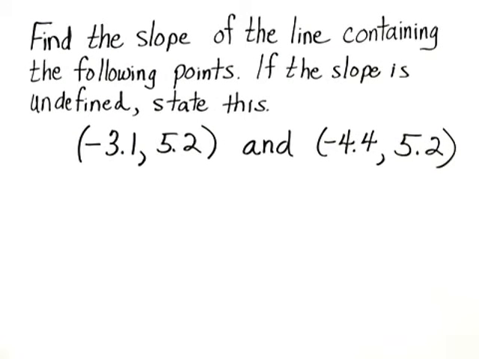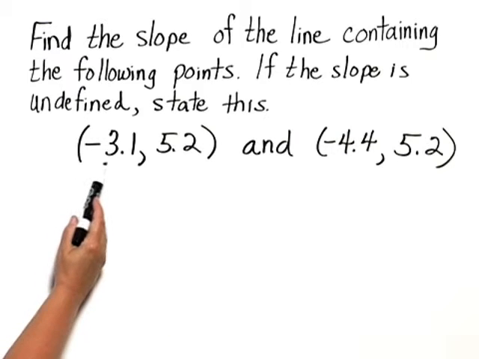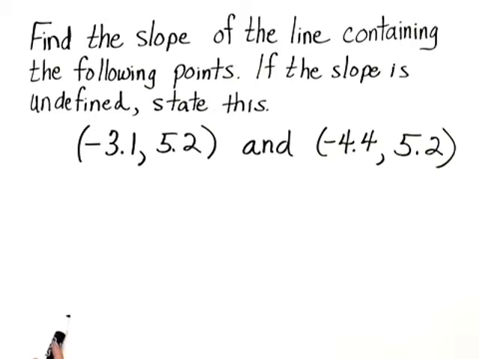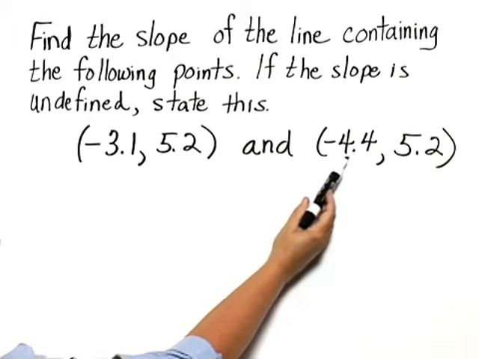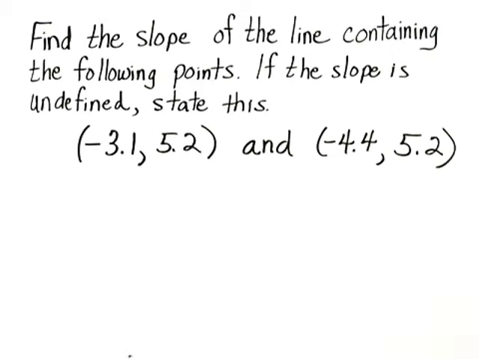Find the slope of the line containing the following points. If the slope is undefined, state this. The points we're looking at are (-3.1, 5.2) and (-4.4, 5.2).